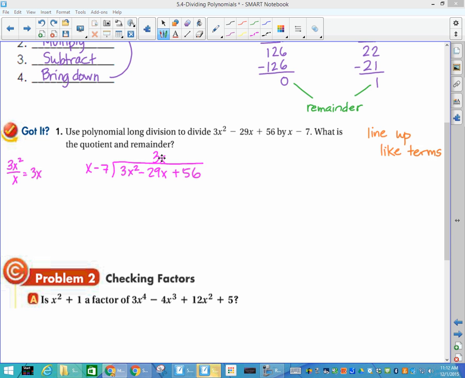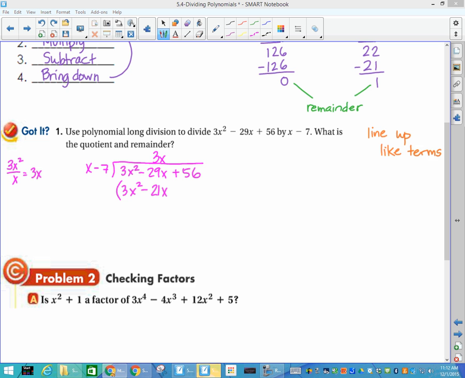These are like terms, and that's our dividing. And now I've got to multiply. So 3x times negative 7 is negative 21x. 3x times x is 3x squared. And your goal is to always have these two exactly the same.